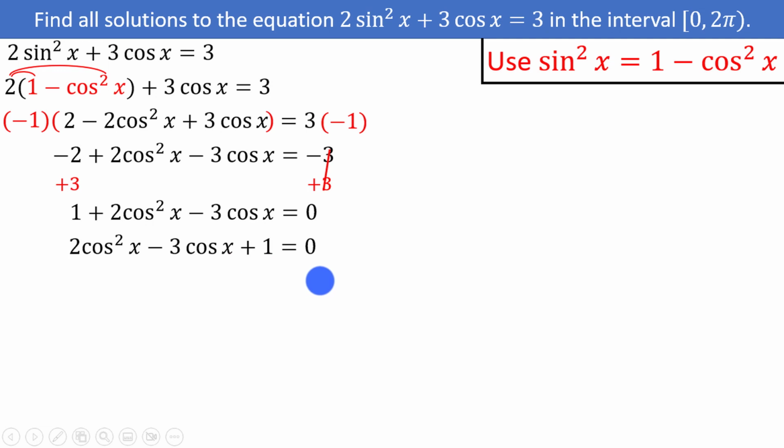At this stage, I can factor. You can think of this kind of like 2x squared minus 3x plus 1 is equal to 0. If you'd like to, you can make a u substitution, like I did in the last video, but for me, I'm going to go right to factoring.